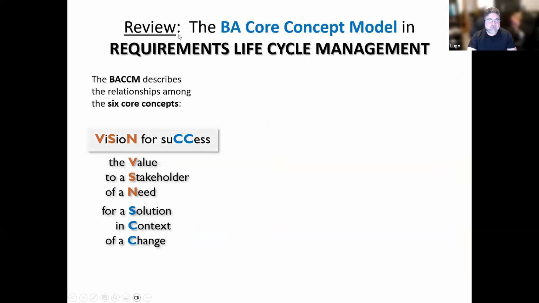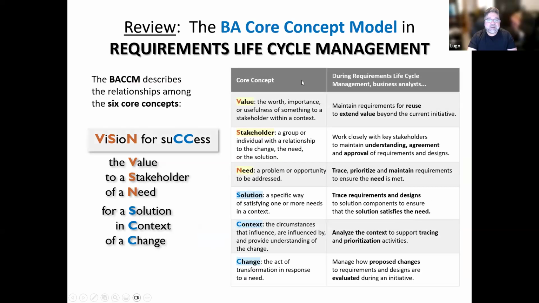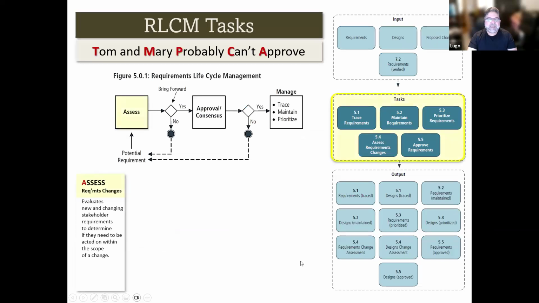Another one that we like to use, in terms of the business analysis core concept model, is to think in terms of vision of success. Every single chapter gets framed with this framework where we have value, stakeholder, need, solution, context, and change. I'm not going to go into a lot of detail on this because it gets a little complicated, but I'm going to walk you through the main tasks.